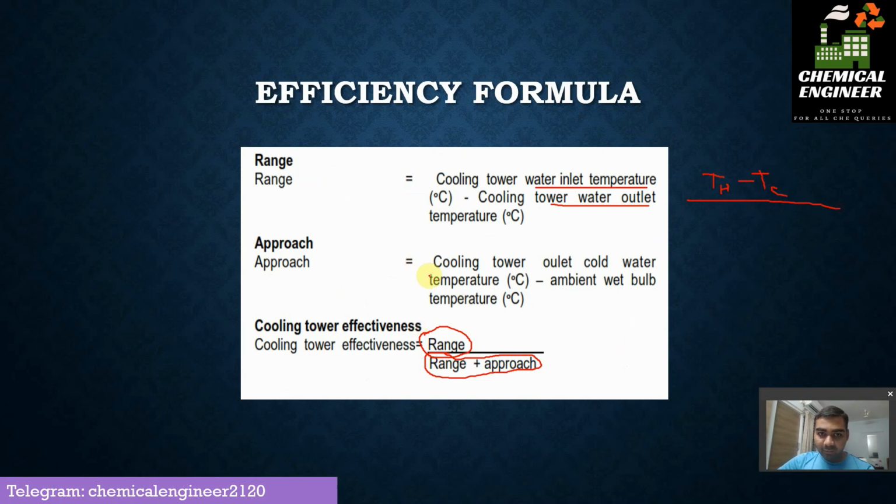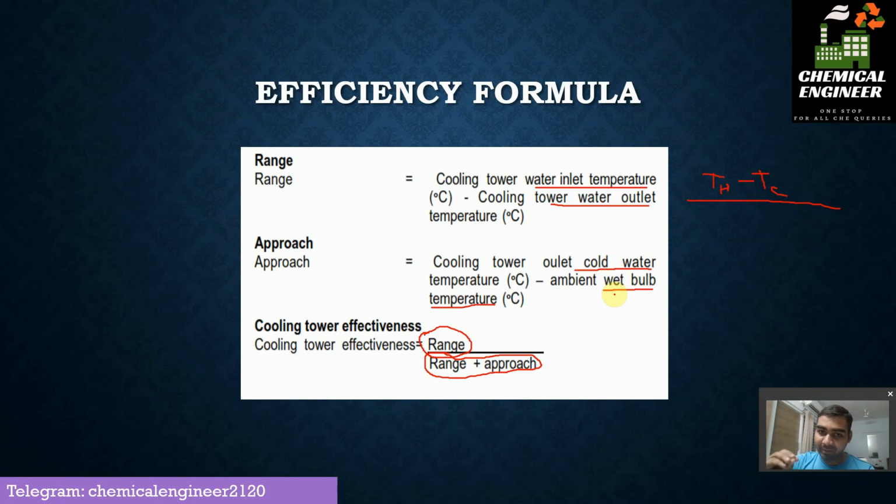And approach is the outlet cold water temperature minus the ambient wet bulb temperature. I hope you know wet bulb temperature. Wet bulb temperature is the temperature of air considering its humidity. How do we calculate wet bulb temperature? We use a thermometer which is wrapped with wet muslin on the top, and with the help of adiabatic heat transfer it gives the temperature. The rise in mercury is due to adiabatic heat transfer. So this is about wet bulb temperature.